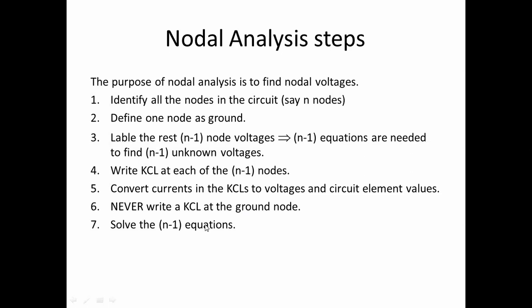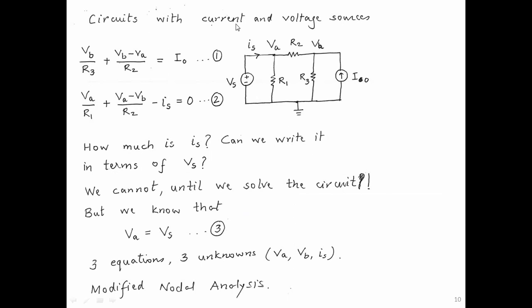Okay, now let's go back to adding a voltage source to the circuit. So let's say this is our circuit. We have one current source and one voltage source. It's a bit unclear, but this is VA and this is VB, and this current is I0. So there are three nodes, one is ground. So we need two equations to solve for these two voltages. VA and VB are the unknowns. Our goal is to find VA and VB. So we begin by writing KCLs at both these nodes.